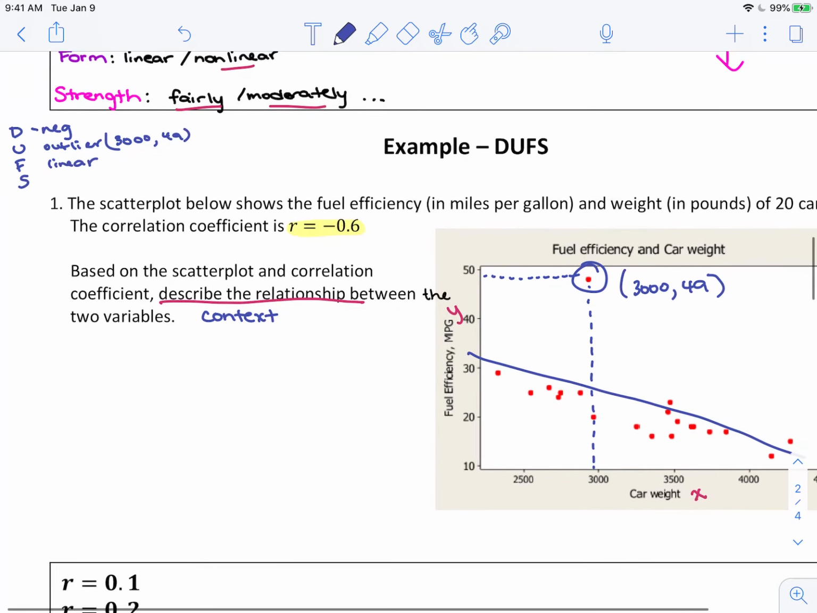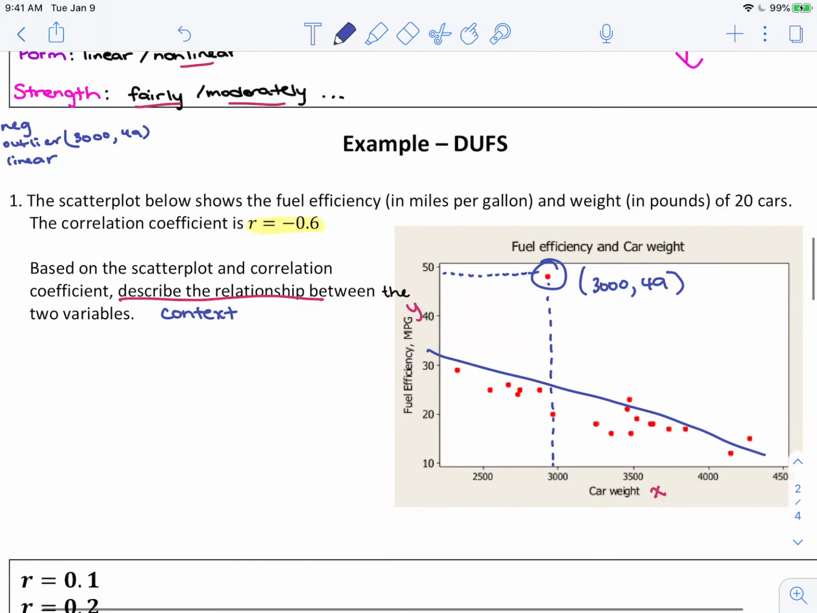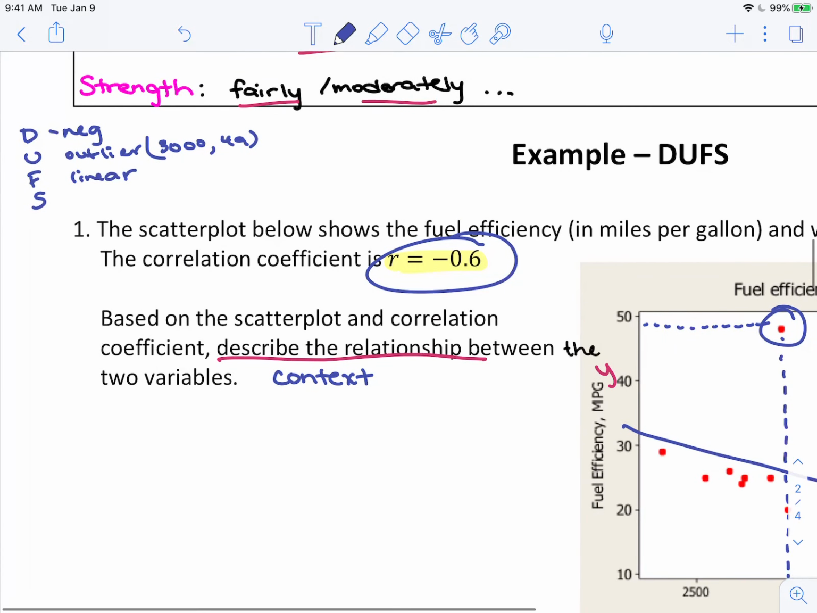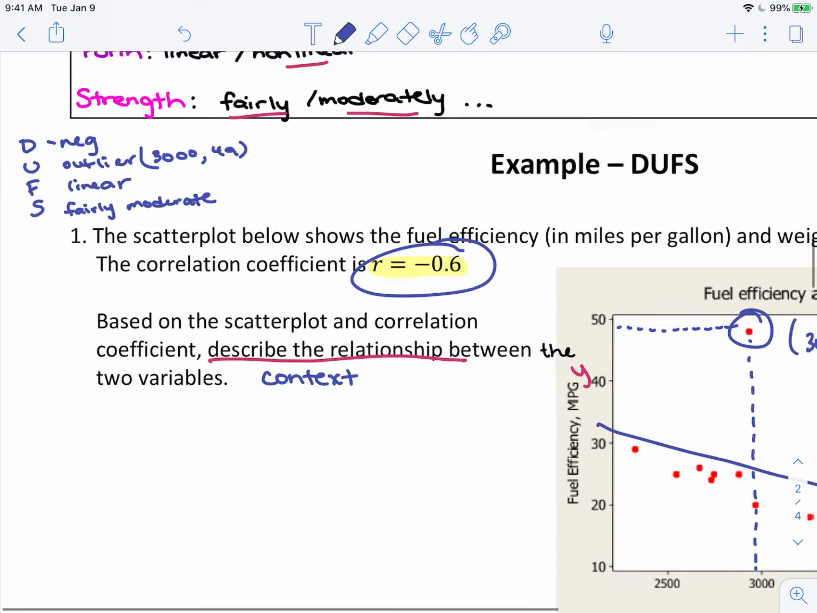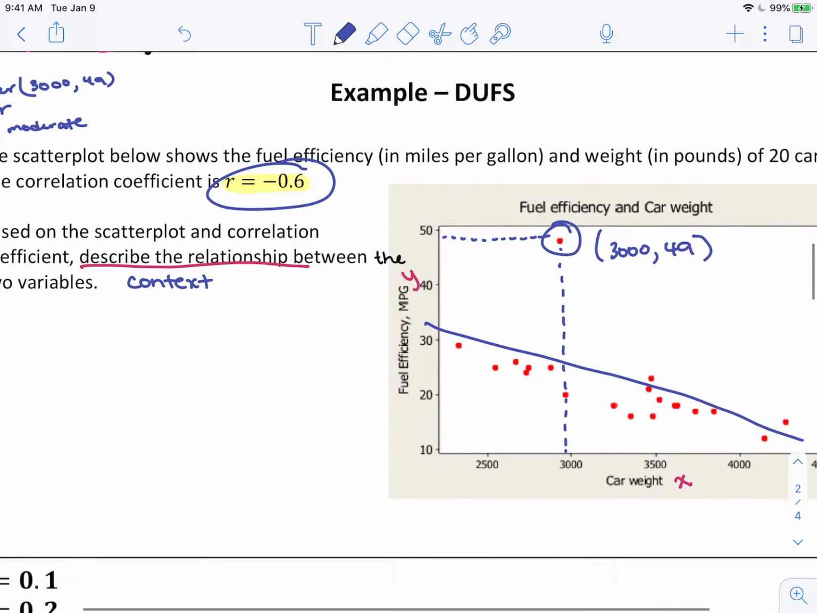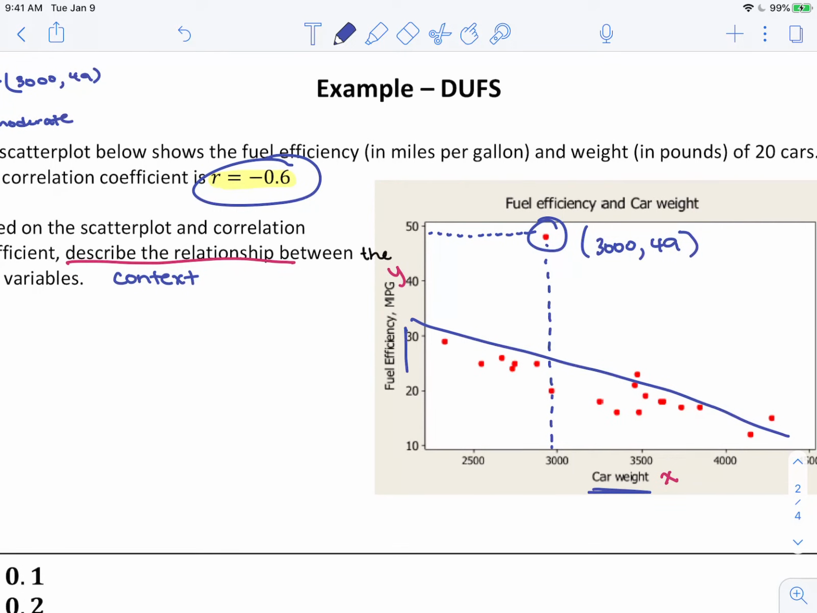And then the strength. Well, they gave me the correlation, so I'm going to go off of that. Negative 0.6. That's kind of like close to 0.5. And when anything is close to 0.5, I usually go with a moderate relationship. It's not really weak. It's not really strong. It's just like fairly moderate. Look at that, using both of the words. Okay, and the relationship is between the two variables. What are the two variables? It's car weight and fuel efficiency.